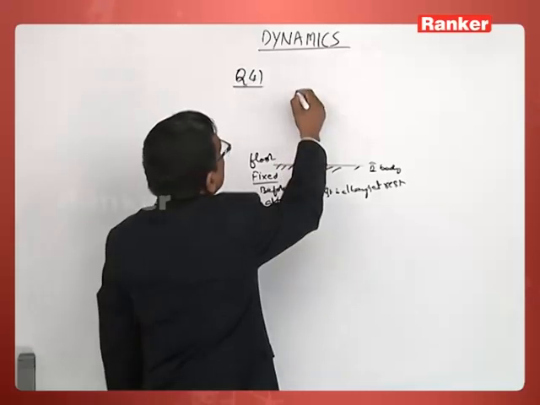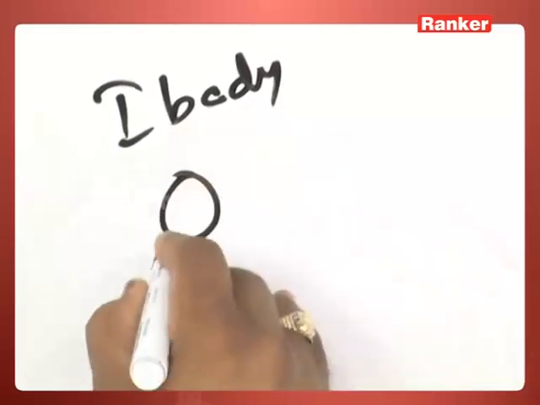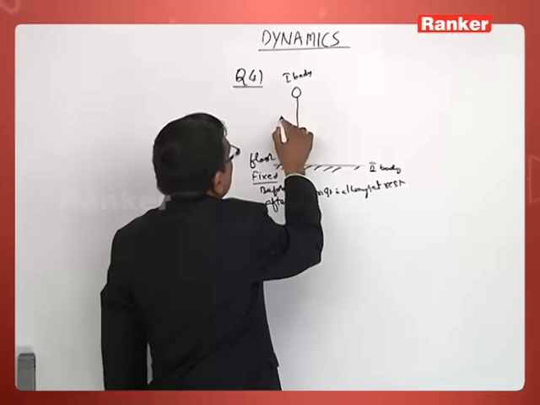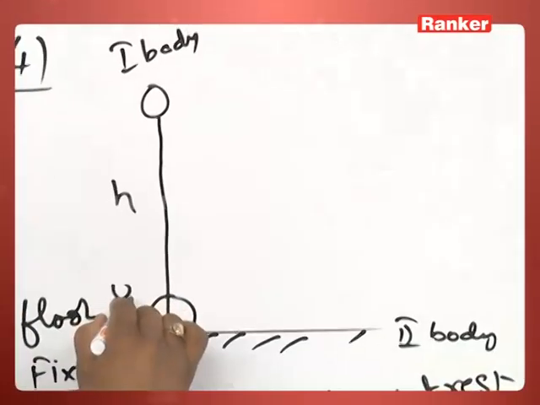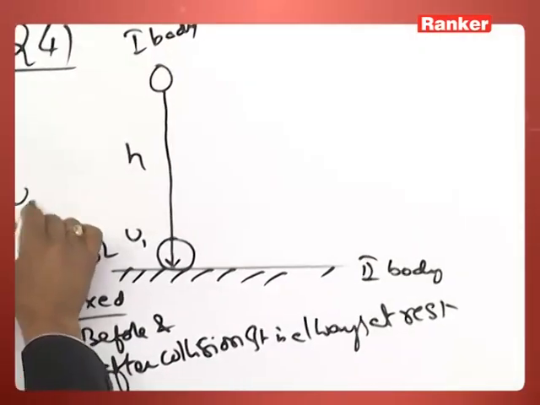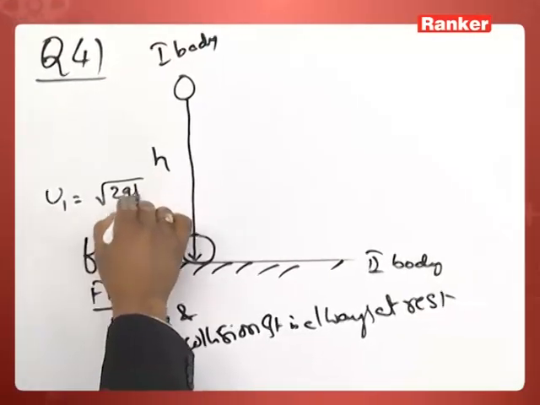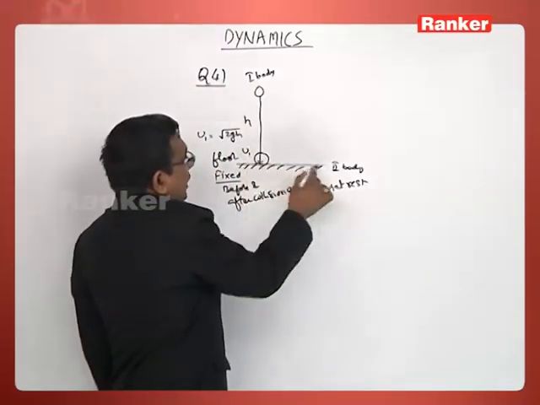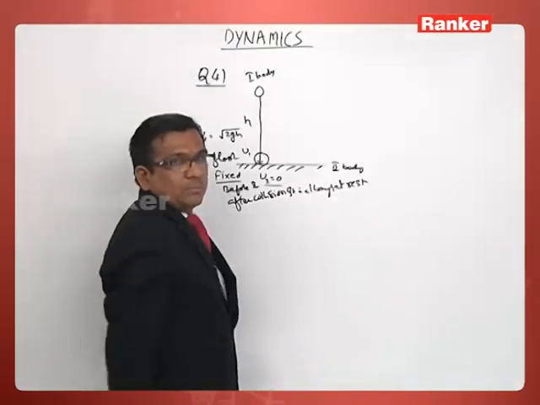Let us take the first body. This ball is taken as the first body and it is dropped from some height, and that height is given as h. Then it collided with the ground with some velocity. Let us take that velocity as u1. From kinematic equations, whenever a body is dropped from some height, the velocity is given by root 2gh. So u1 is equal to root 2gh. The first body is colliding with the second body. I said the second body is at rest, so u2 is 0.